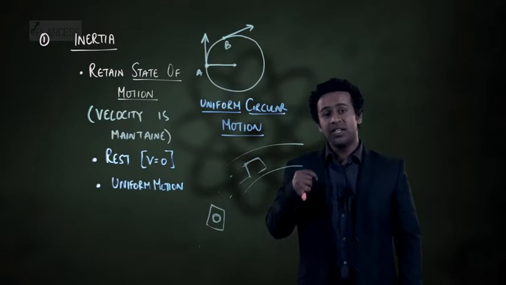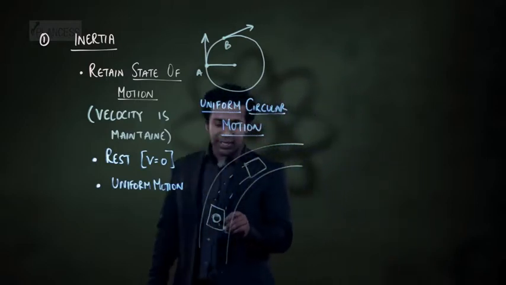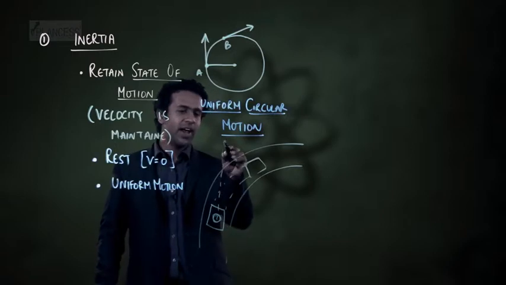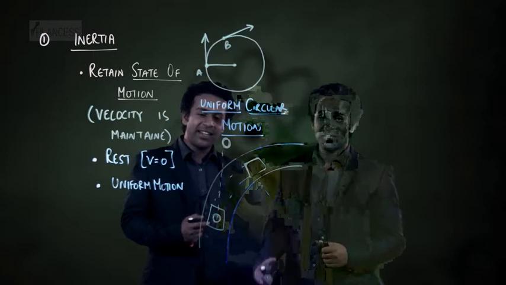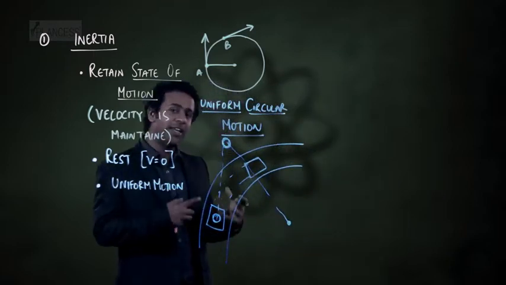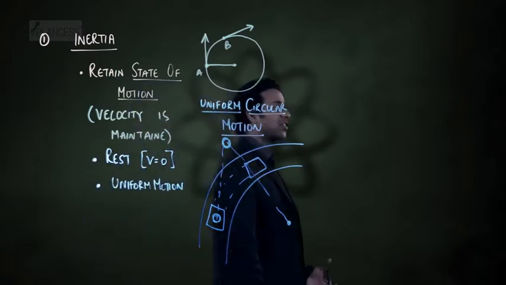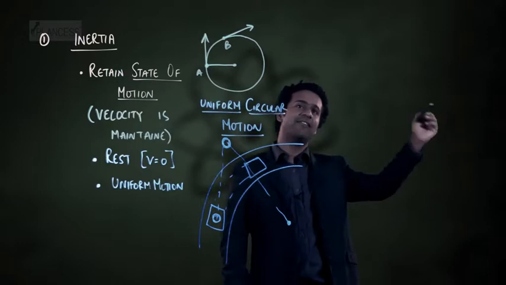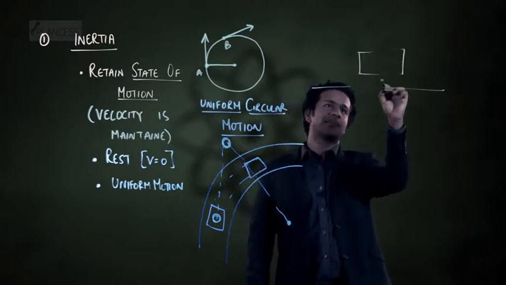Now, the person sitting inside, owing to his inertia, would have a tendency to go in a straight line. So this is why every time a vehicle takes a turn, you feel like you're being thrown outwards. Right. A case much simpler than this is every time a vehicle accelerates or decelerates.